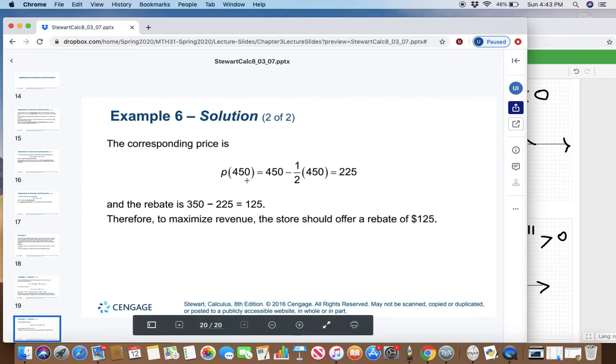Alright. Put that critical number 450 in your price per unit function and you get 225. So price per unit is 225. So how much is the rebate? From 350, you take away what your price per unit is. The difference is your rebate. Okay. Thus, to maximize revenue, the store should offer a rebate of $125.